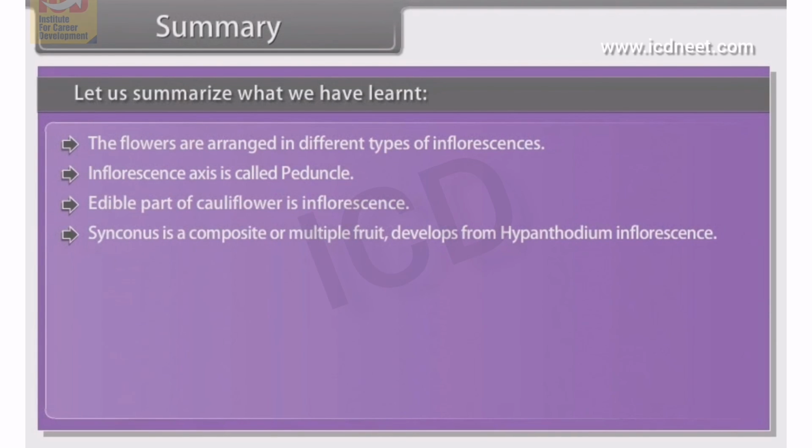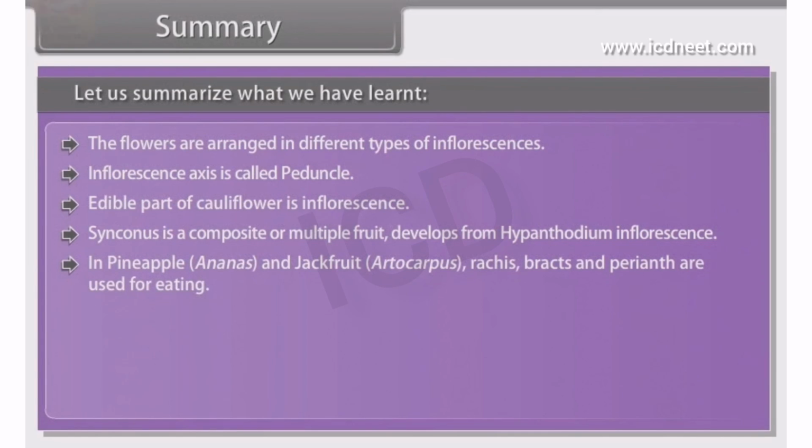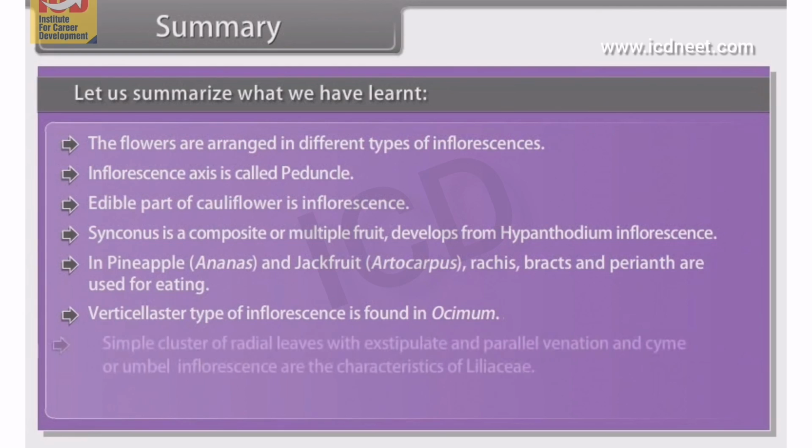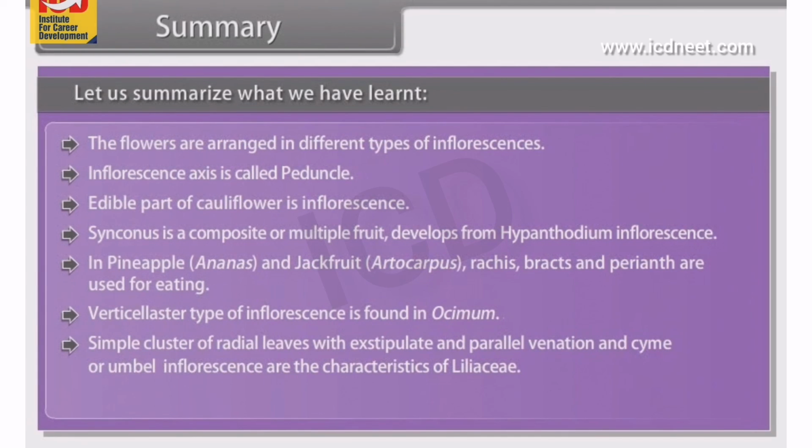Syconus is a composite or multiple fruit that develops from Hypanthodium inflorescence. In pineapple, ananas, and jackfruit, artocarpus, rachis, bracts, and perianth are used for eating. Verticillaster type of inflorescence is found in ocimum. Simple cluster of radical leaves with exstipulate and parallel venation and cyme or umbel inflorescence are the characteristics of Liliaceae. In family Gramineae, inflorescence is spikelet.